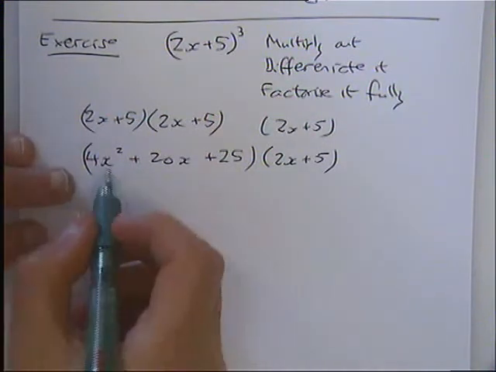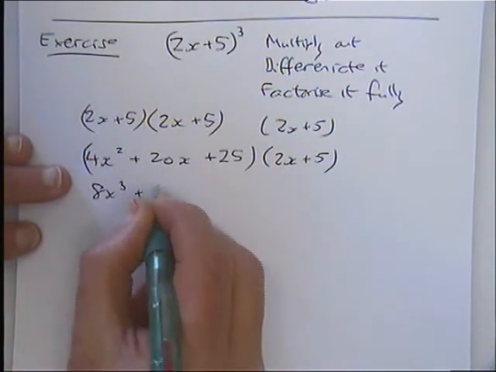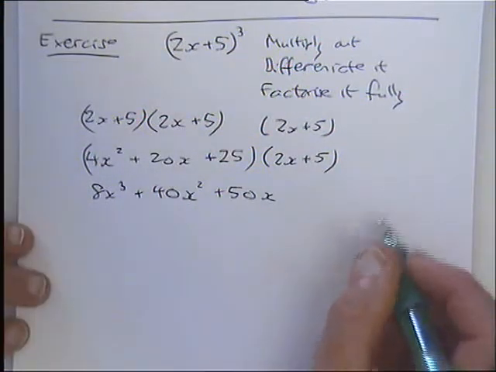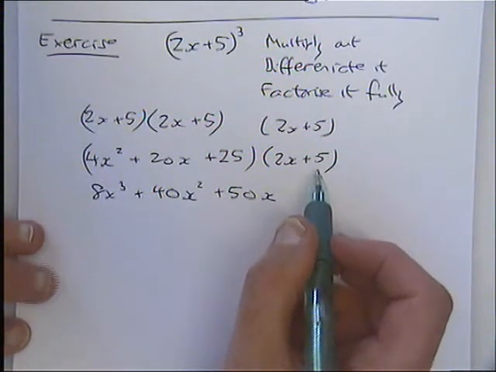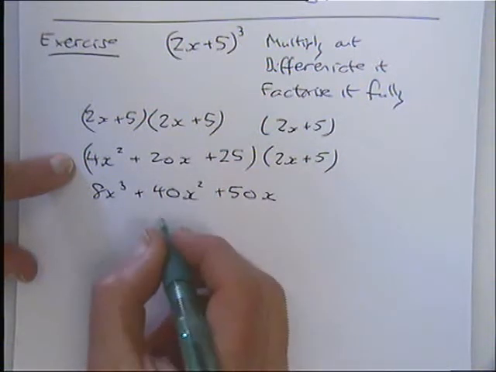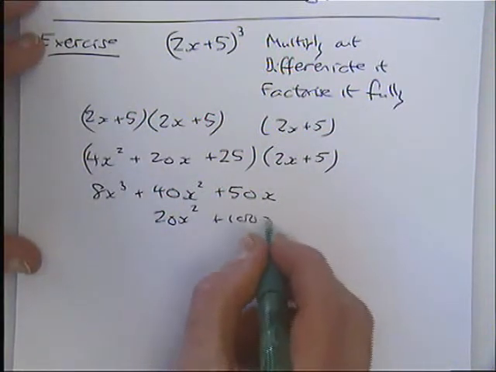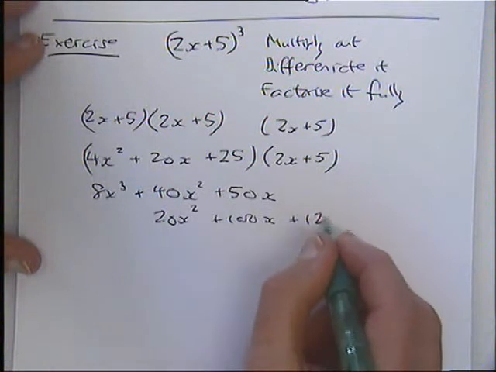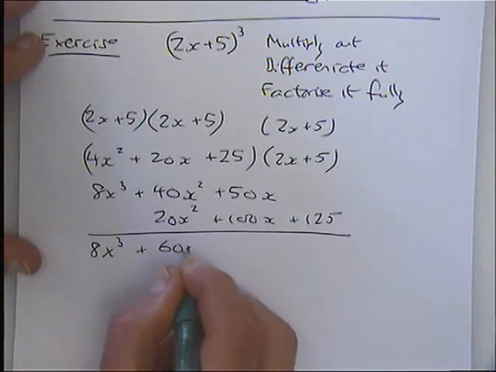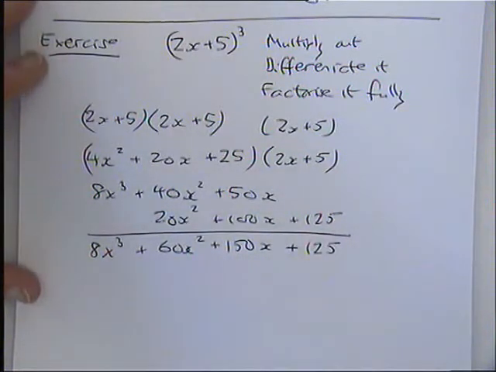If I was doing this, I would times everything in the big bracket first of all by 2x. And then I would times everything in the big bracket by 5, but I would line things up. So when I do 4x squared times by 5 to get 20x squared, I'm going to write it in the x squared column. And when I do 20x times by 5, I'm going to put that in that column. And 25 times by 5, I'm going to put it in that column. And those two lines I'm going to add up. Okay, so that's what I've got.